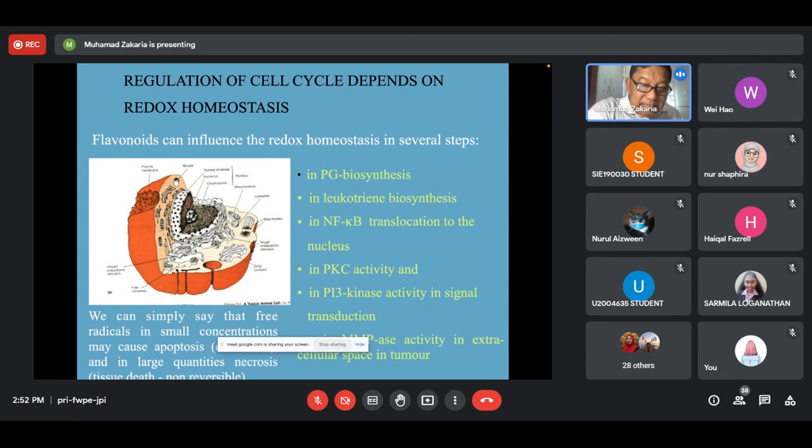We can simply say that free radicals in small concentration may cause apoptosis, in large quantity necrosis, tissue death, that's non-reversible. So the body needs a small quantity of these substances.